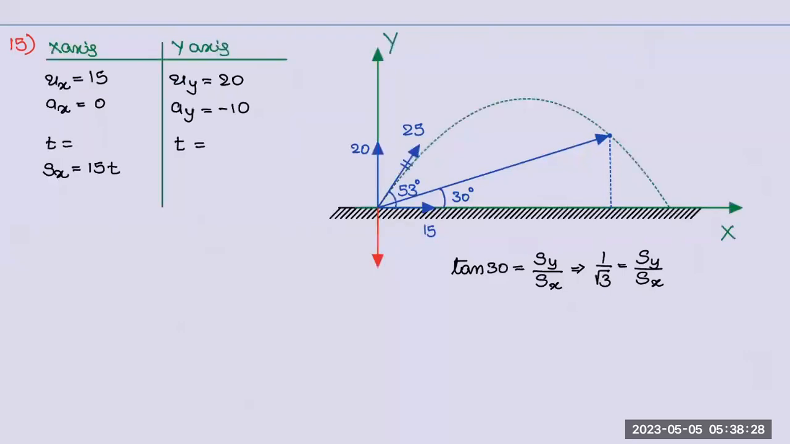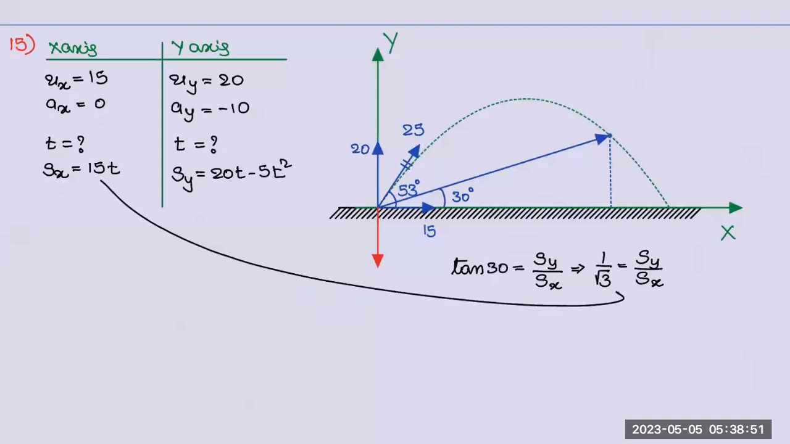Wait. Time, we don't know the time. Okay. For Sy, I'm directly writing the step. Anyone can give me s is equal to ut plus half at square: 20t minus half of 10, so directly I'll write 5t square. Now substitute these two data in this.